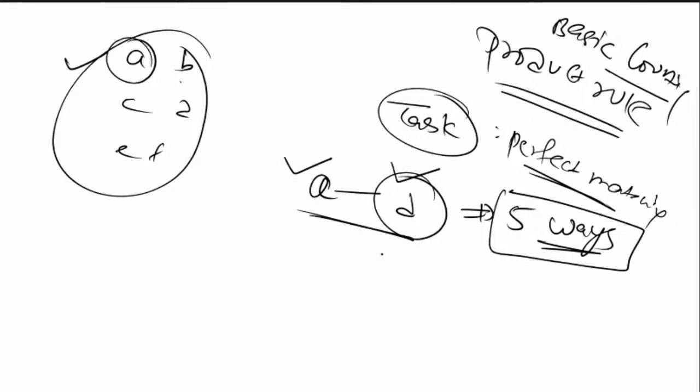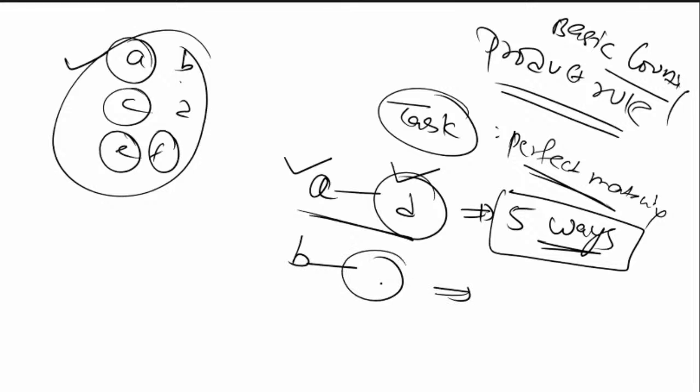Once this has been done, how many remaining vertices do you need to cover? You need to cover b, c, e, f. Because this is a perfect matching, you need to cover b. Now to cover b, you can only use these three vertices, c, e, f. These are the three ways that are possible. So for this b, only three ways are possible.